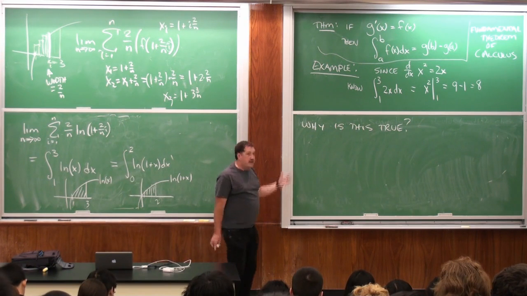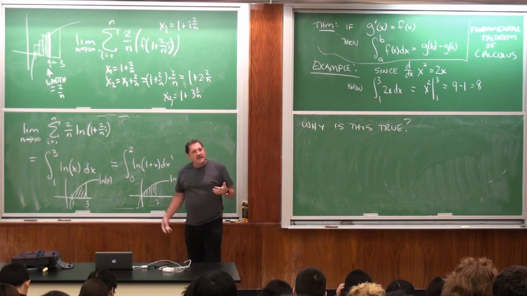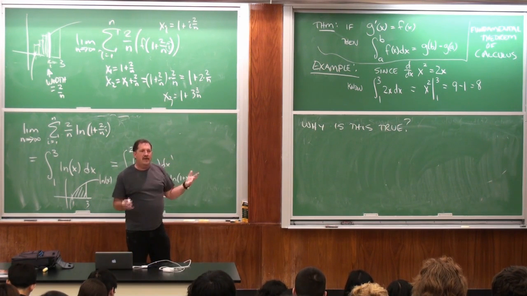So, yes, it's true because integrals and derivatives are opposites. But it's like asking, why is the sky blue? Well, because it's just many angstroms. I don't even know. Anyone know how many angstroms represent the wavelength of blue?